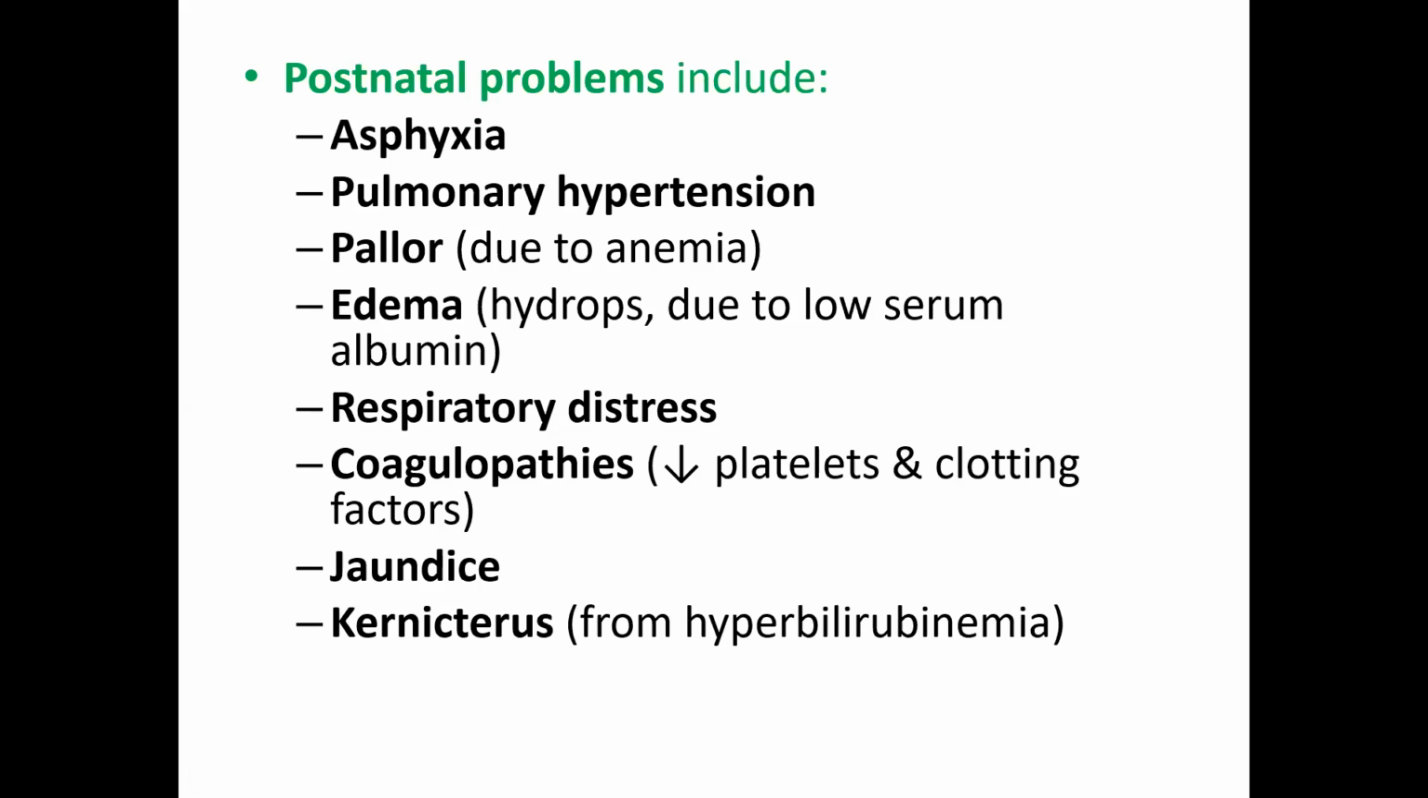Now, the baby may have asphyxia, pulmonary hypertension, failure, edema, respiratory distress, coagulopathy with decreased platelets and clotting factors, jaundice, and kernicterus. Kernicterus is when the high bilirubin level, the unconjugated bilirubin, crosses the blood-brain barrier and enters into the brain. Okay.